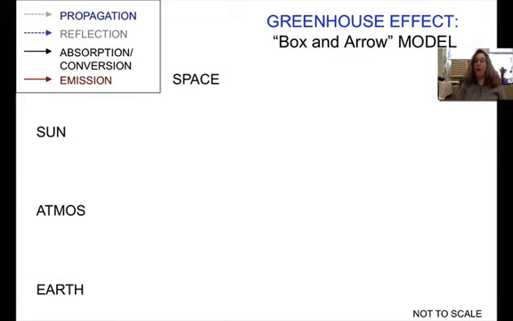In this model, we also focus on how energy is transformed and moves. We think about, though, the 4 places where this energy is moving or transforming: space, the sun, the Earth's atmosphere, and the Earth itself.